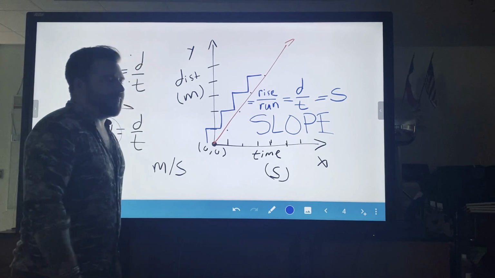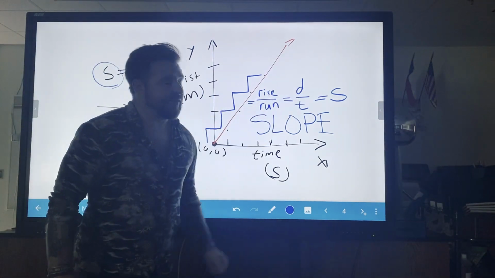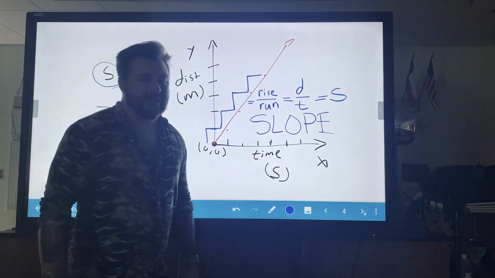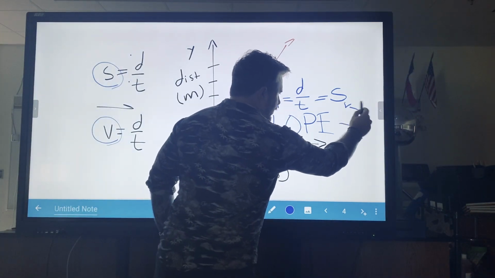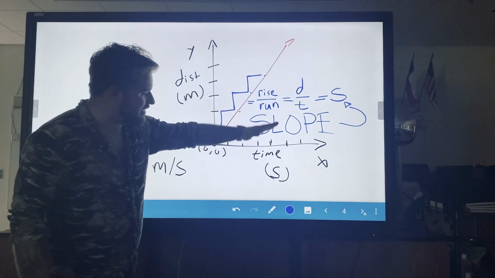Y'all follow it with me. The speed is distance over time, which is rise over run. It's the same thing as the slope. The slope is the speed. There we go. The slope of the line is the speed of the line.